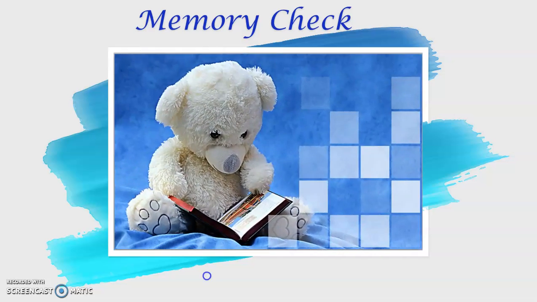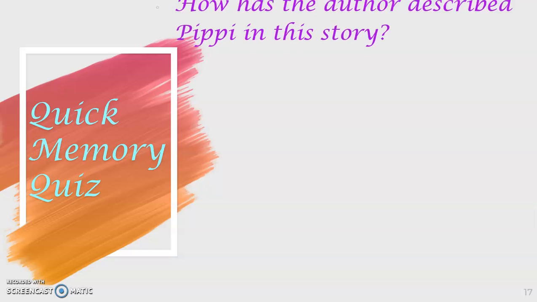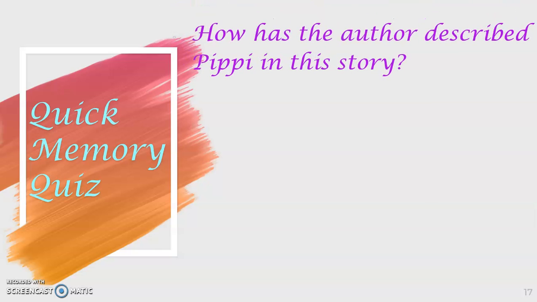Okay, now memory check very quickly. I'm going to ask you a few questions. Let's see how many of you remember what is actually happening. So try to assess whatever you have understood from the story. If you feel that at any point you haven't understood, try to read the story again to your own self. And this time read it aloud.